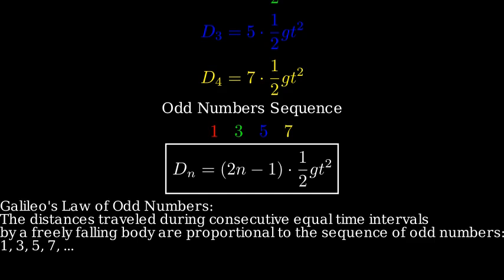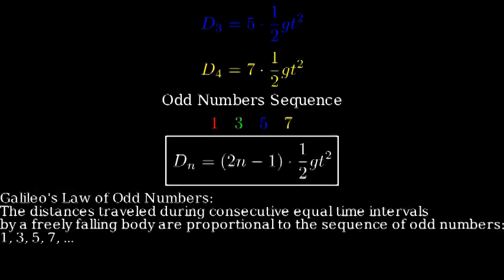Let's visualize Galileo's law one more time with a clearer demonstration. Here we have a ball falling from rest with time intervals marked. As you can see, the distances traveled in each time interval follow the pattern of odd numbers. In the first interval, the ball traverses 1 unit of distance. In the second interval, it traverses 3 units. In the third interval, 5 units. And in the fourth interval, 7 units.